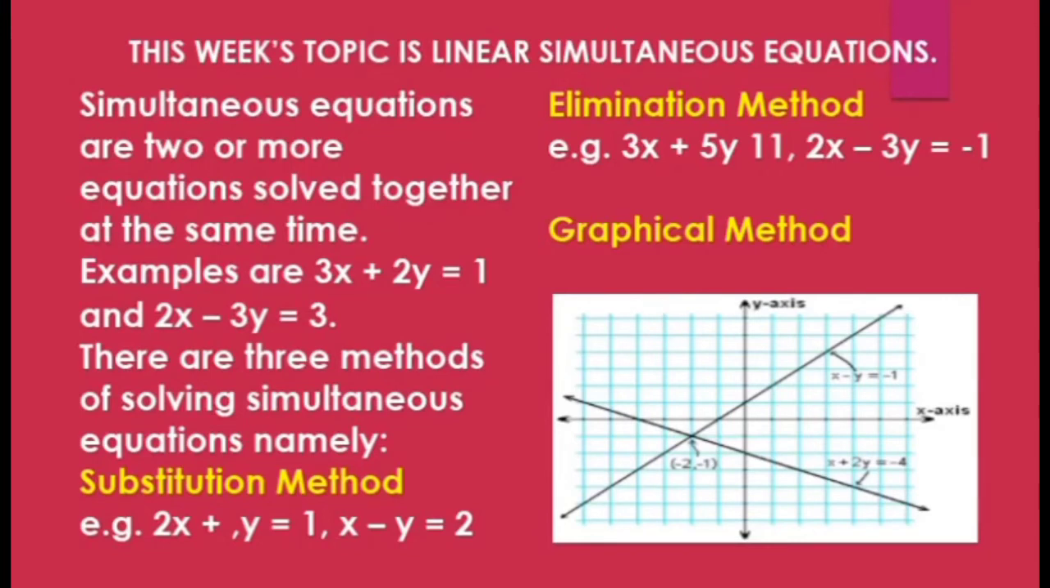Now, what is the meaning of simultaneous equations? Simultaneous equations are two or more equations together at the same time. If you have two or more equations that you can solve together and obtain the answers at the same time, such equations are referred to as simultaneous equations. Examples are 3x plus 2y is equal to 1 and 2x minus 3y is equal to 3. Also take note that in simultaneous equations, you solve completely to look for the two unknowns. You can't solve one and leave the other.